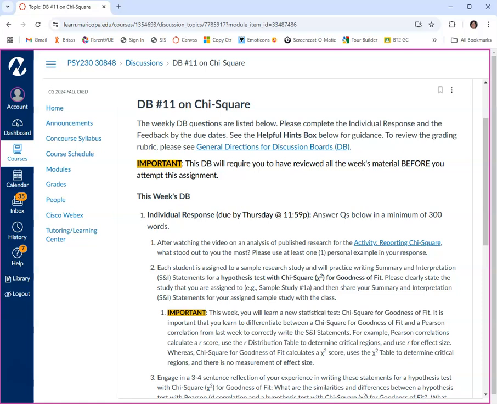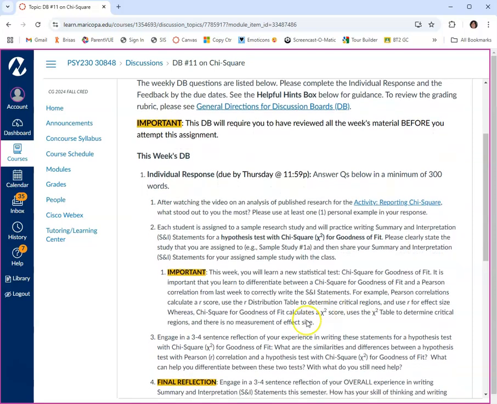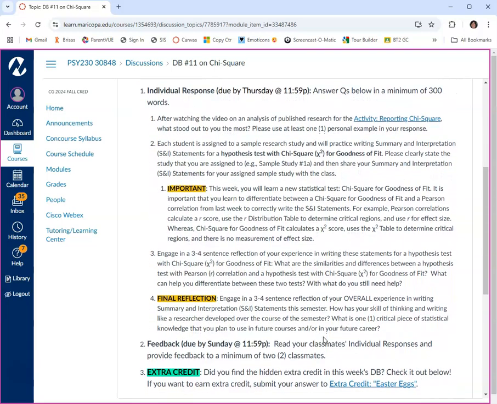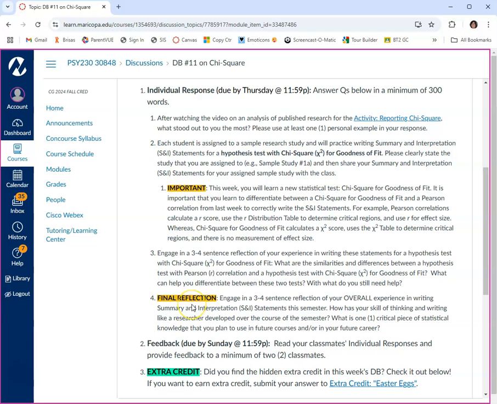The second assignment is discussion board number 11 on chi-square. This discussion board ties back to the activity on writing summary and interpretation statements. Question 1 asks you to reflect on the video regarding published research. Question 2 asks you to share your summaries and interpretation statements for your assigned sample study. Question 3 is our normal reflection of this experience. And there is an additional question this week. This additional question for the discussion board is the final reflection of your growth this semester in thinking and writing like researchers.